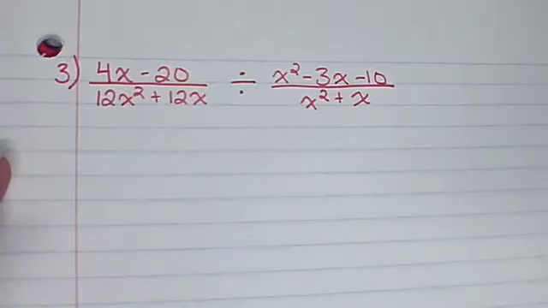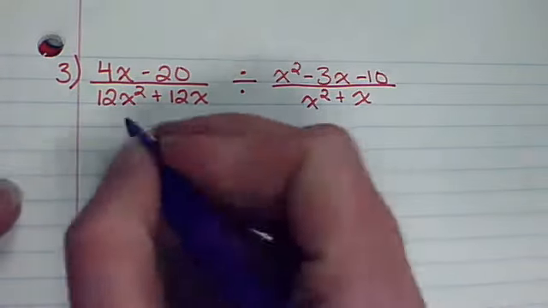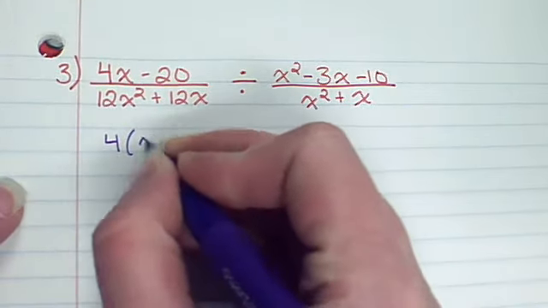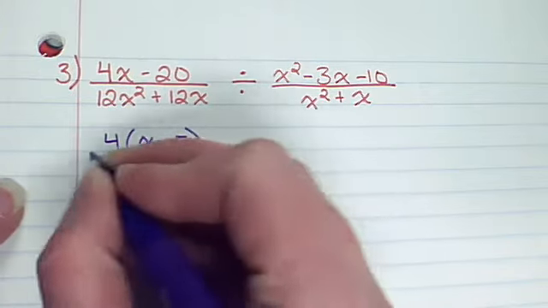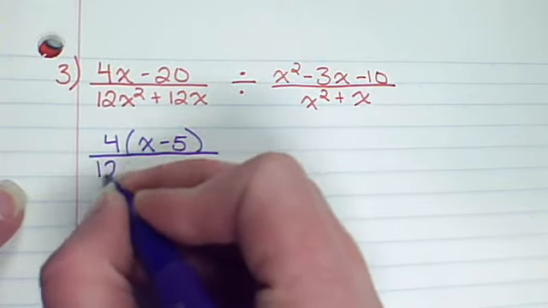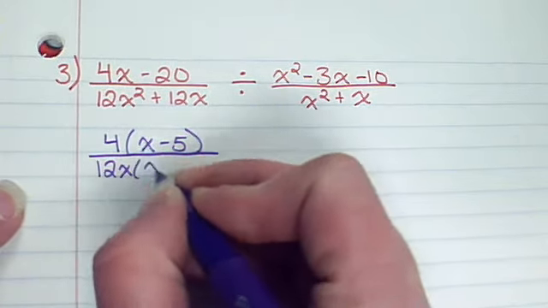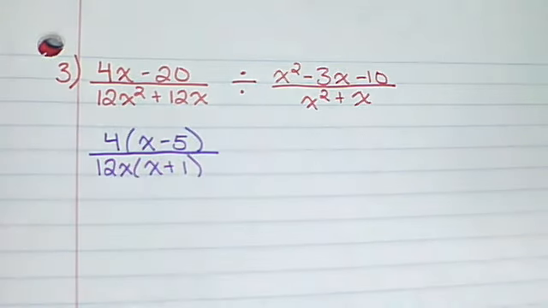Now again, your first step should always be to factor. Well, the first one is really easy. I know that's going to be 4, and I'll get x minus 5. And down here, 12x factors out, and that would be an x plus 1.